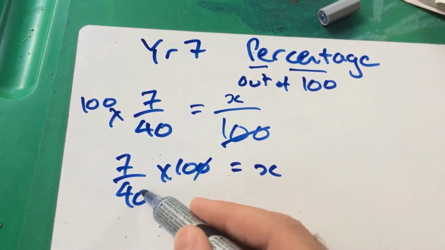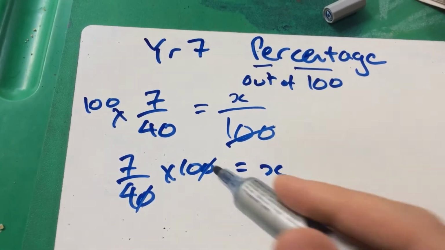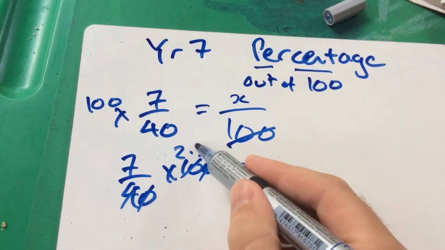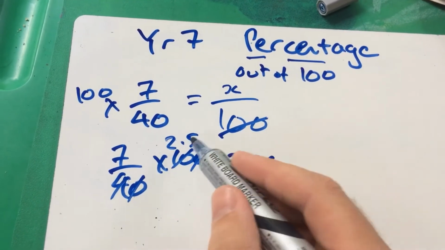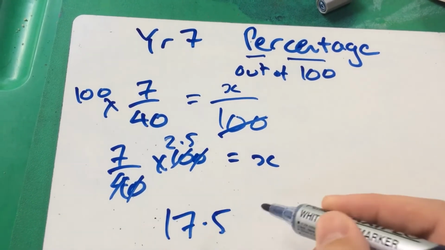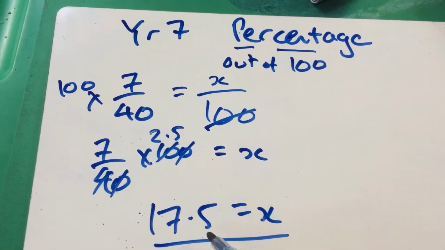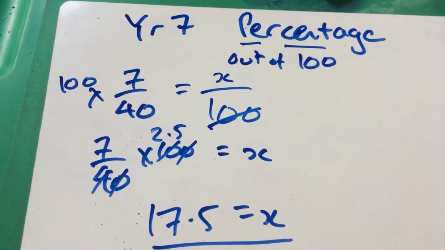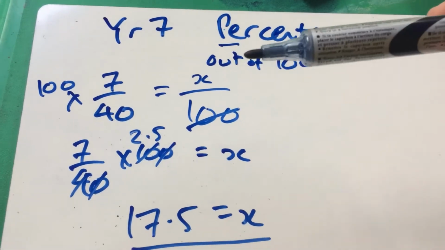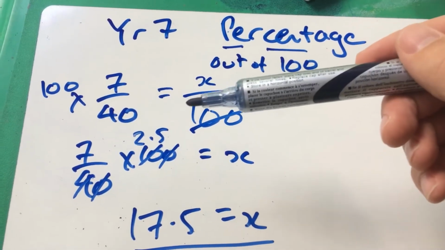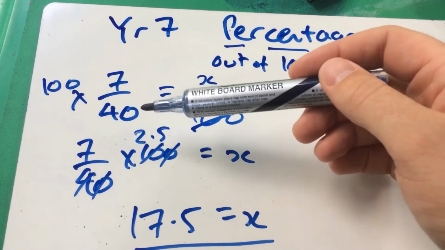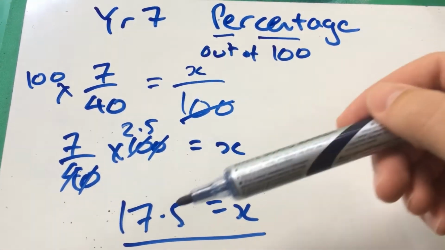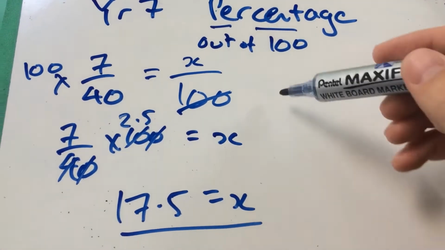So that 100 and that 40, they can both cancel by 10. 10 divided by 4 is 2.5. And then 7 times 2.5 is 17.5. So that is the percentage of 7 over 40. So that will give you some help with finding one amount as a percentage of another. 7 over 40 is 17.5%.